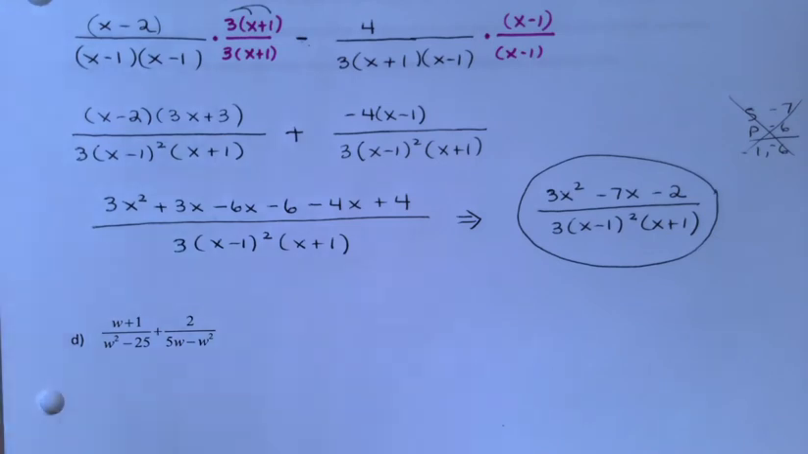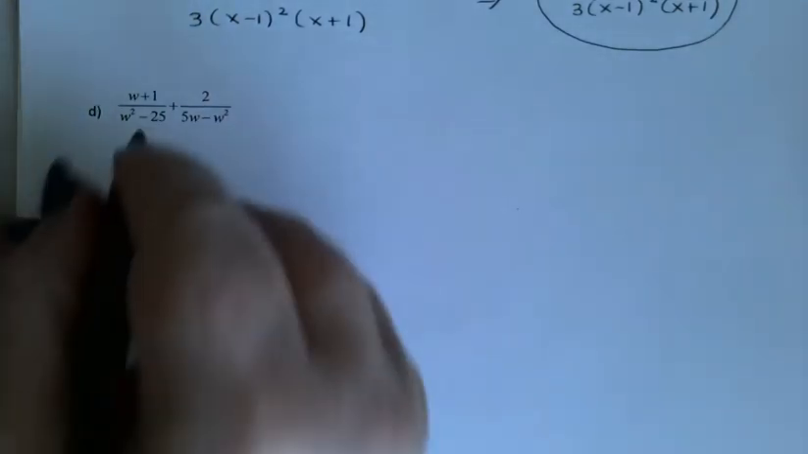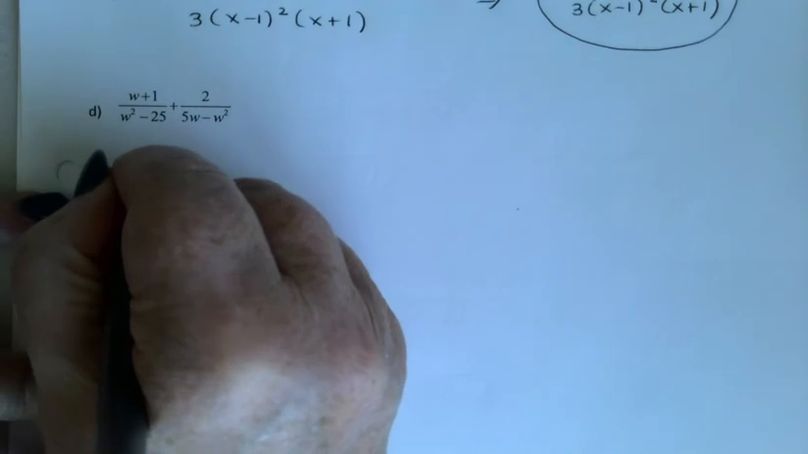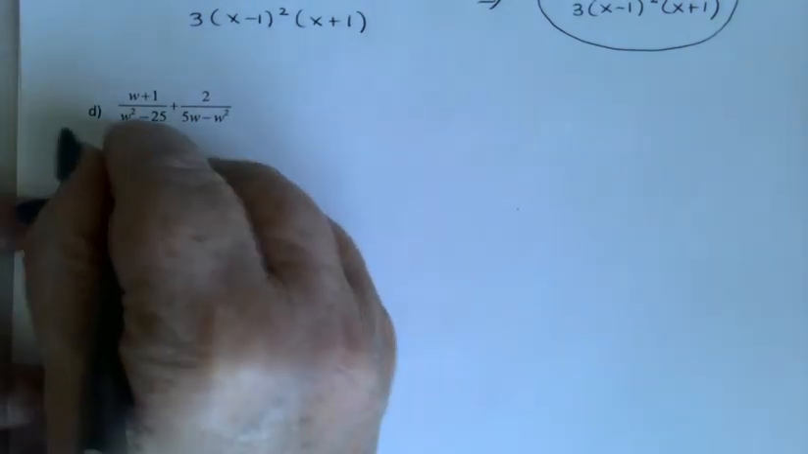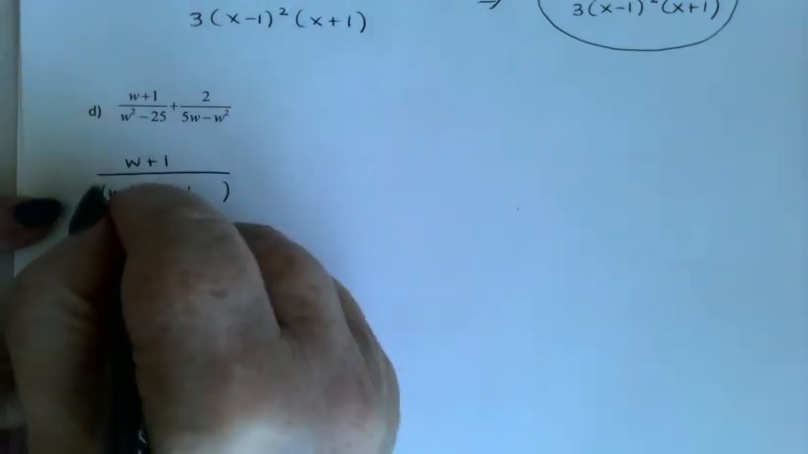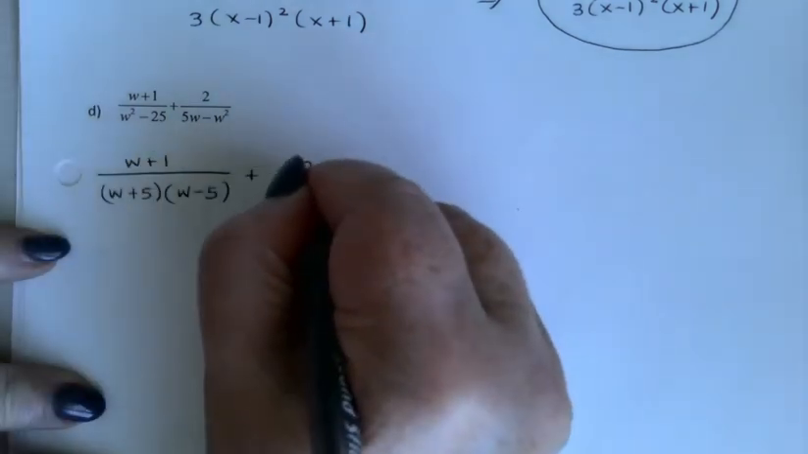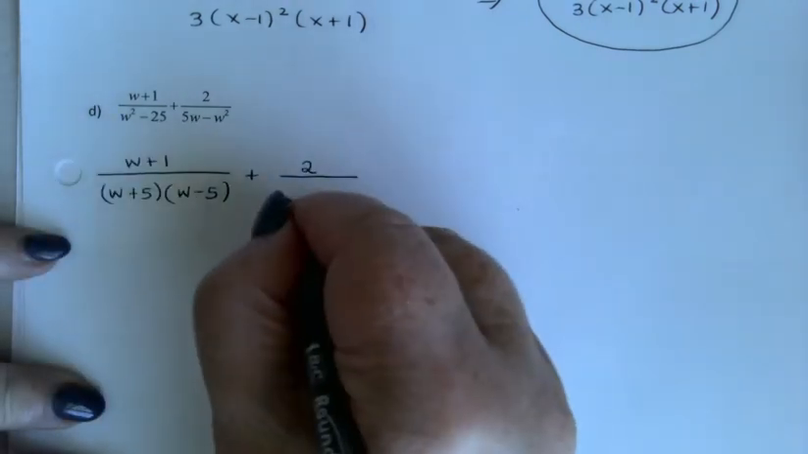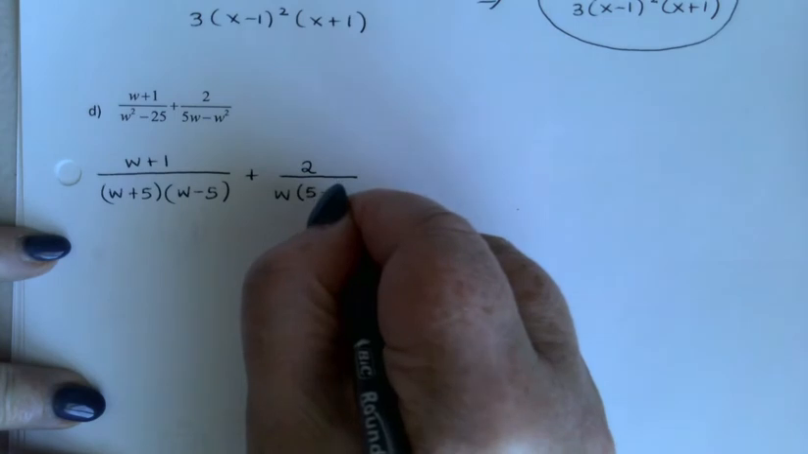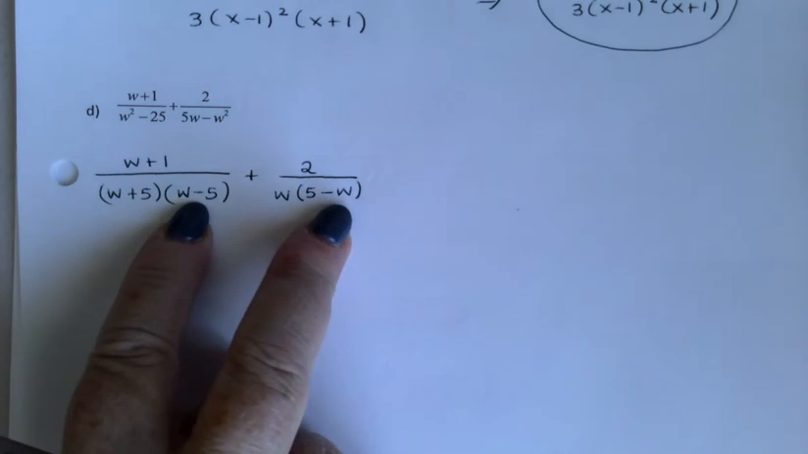All right, I've got one more here. And once again, my denominators are not yet in factored form, so let's do that first. That's my difference of squares. W times W and plus 5 times negative 5. And this one, if I factor out the W, I get 5 minus W. As I look at this, I'm thinking, wow, those are actually different, but they're so similar, I really hate to have to include both of them in my common denominator.